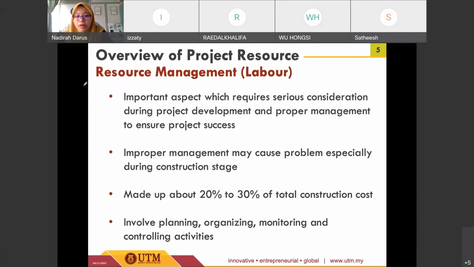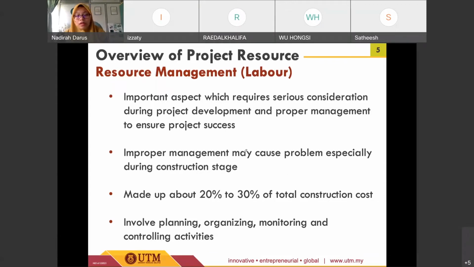So above all, if we don't have proper management, at the end it will cause a project delay. So that's the main problem that we try to avoid, we try to reduce. As we know, delay is quite a big issue in the construction industry or any project development. So that one we try to avoid.